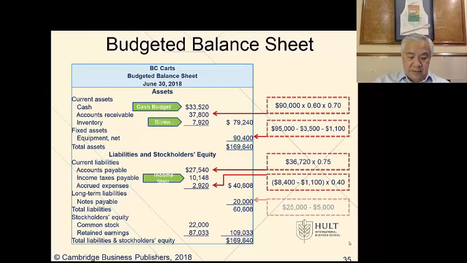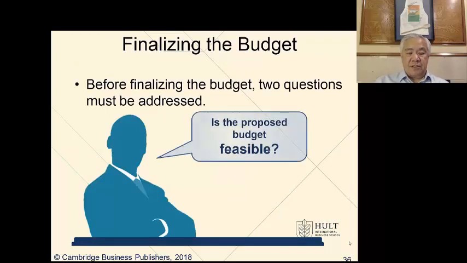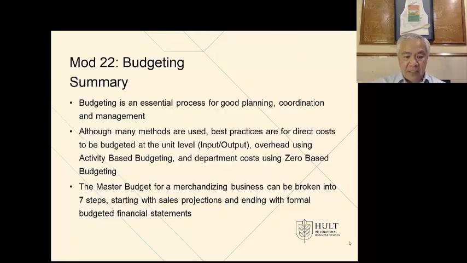And again, this shows sources that we did that already. All right, so finally, budget, we have 2 questions. First, is the proposed budget feasible? Can we do it? And is it acceptable? Acceptable to whom? To shareholders, to the board of directors, to senior management. So that finishes Mod 22.